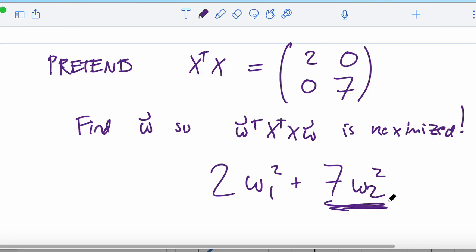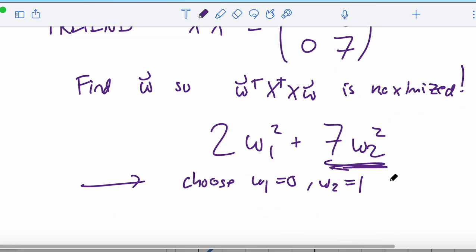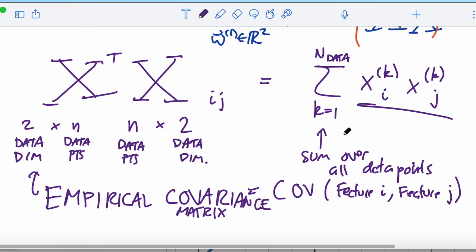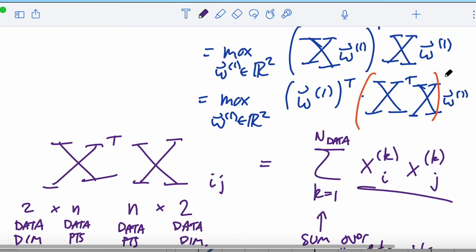Okay, so if it's a diagonal matrix, the solution is obvious, which is choose W1 equals 0 and W2 equals 1. That's the obvious answer. So that's the vector 0, 1. So when it's a diagonal matrix, it's a really simple problem. In general, it's a very complicated problem. It's a really hard problem. How do you maximize this? But if it's a diagonal matrix, it's trivial. Just pick the biggest number of all the numbers on the diagonal, put everything in that direction, ignore everything else.